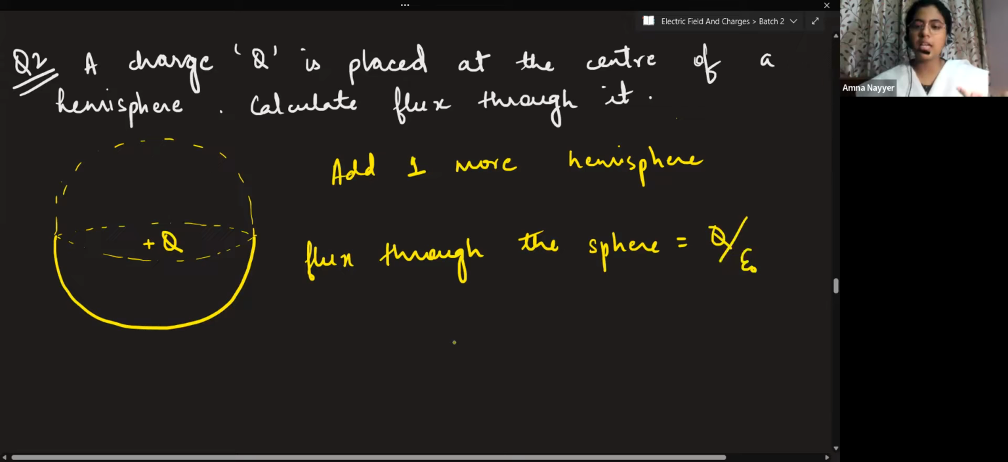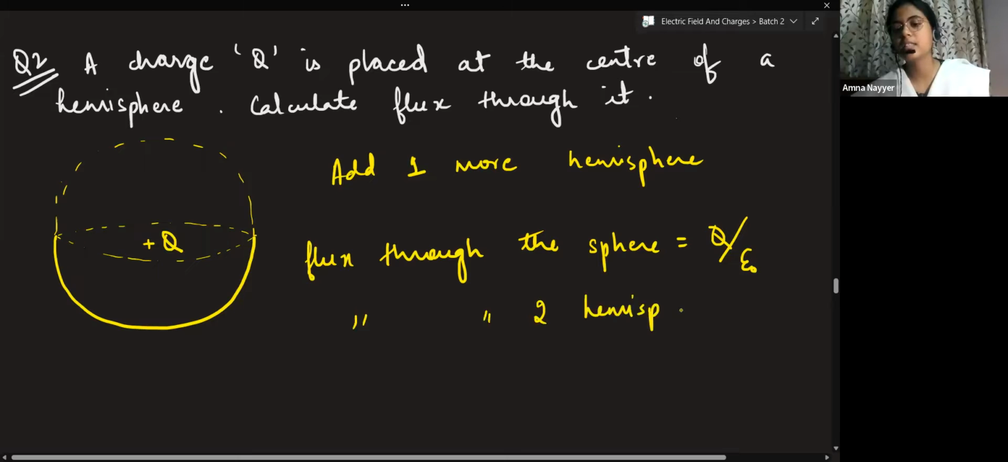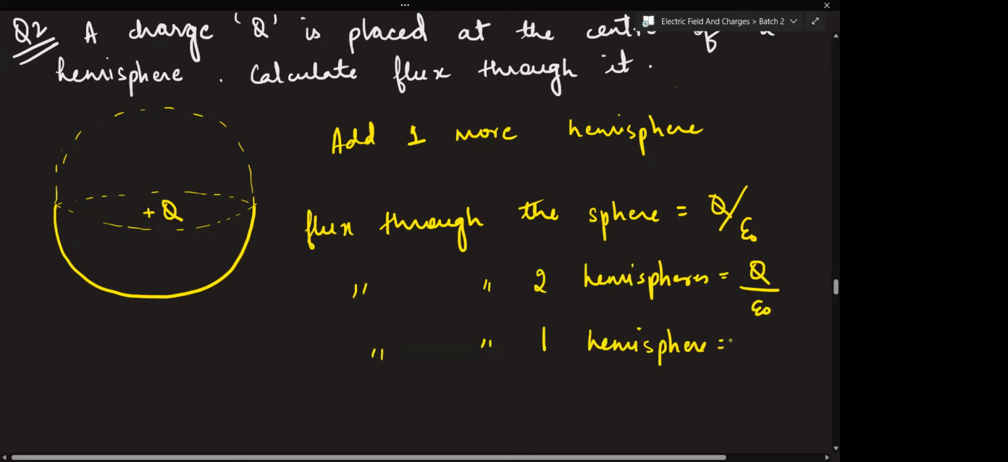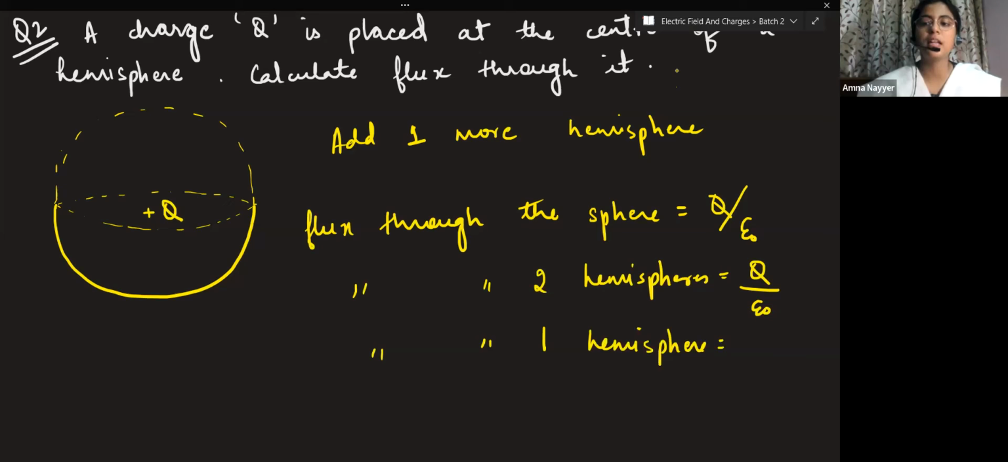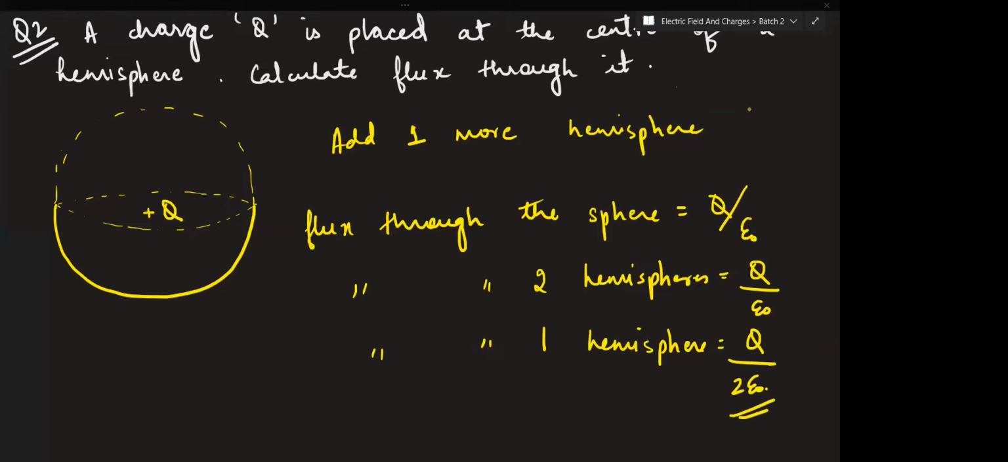How many hemispheres are there in a sphere? 2 hemispheres are there. Flux through 2 hemispheres is actually Q by epsilon naught. So what all you have answered is flux through 2 hemispheres. But the question has asked you flux through 1 hemisphere. So what will be the answer now? Q by 2 epsilon naught. This will be Q by 2 epsilon naught. So is it clear how to solve these questions? Yes, ma'am. Just note it down.